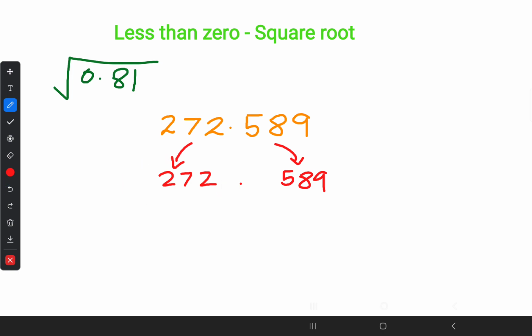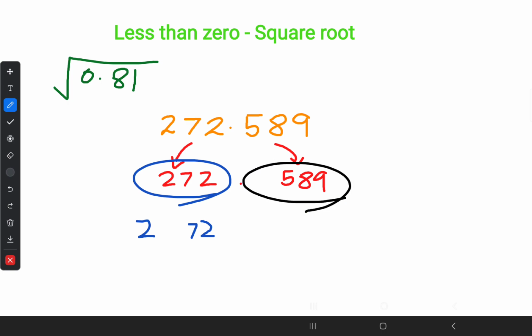You cannot start to pair them from here, here, here, likewise. We cannot do that. In the integral part, as we already know, from its last you should make them as pairs. So 72 is a pair, 2 is a lonely one. From the integral part, you should make pairs from its last. But in the decimal part, it's not the same thing. Here you should make them as pairs from the first.